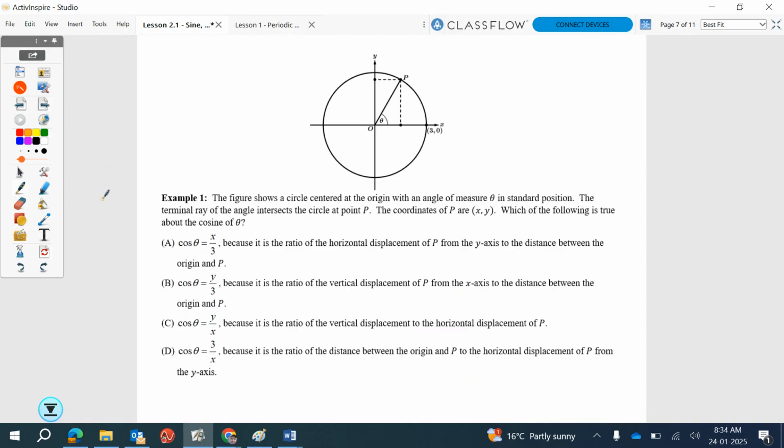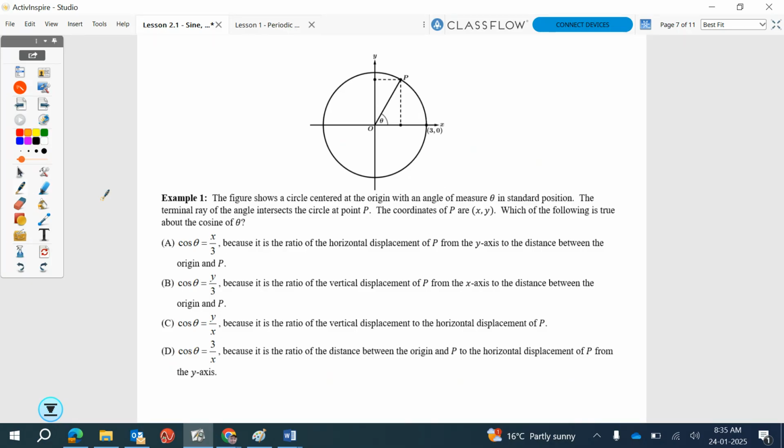Okay, welcome back. Let's have a look at a little bit more. So what we're going to do is use the unit circle a little bit to find sine, cosine, and tangent values. So in this first question, the figure shows a circle centered at the origin with angle measure of theta in standard position. The terminal ray of the angle intersects the circle at point P. The coordinates of point P are x, y. Cosine theta, sine theta. Don't forget that. The distance between the origin and P. Which of the following is true about the cosine of theta?